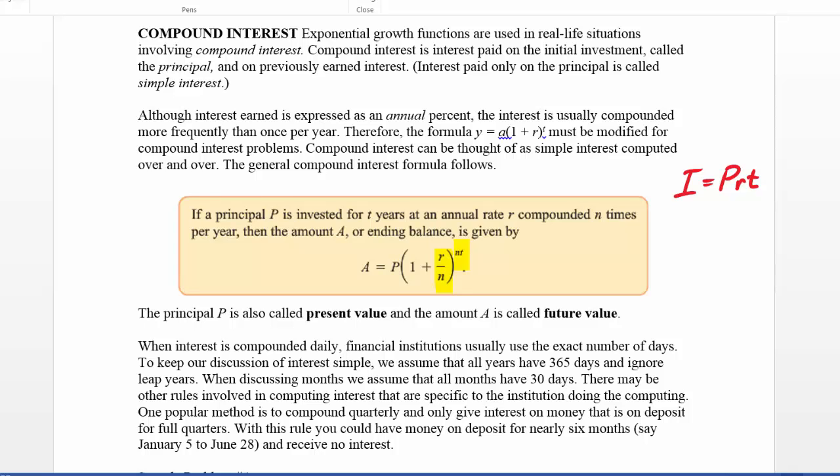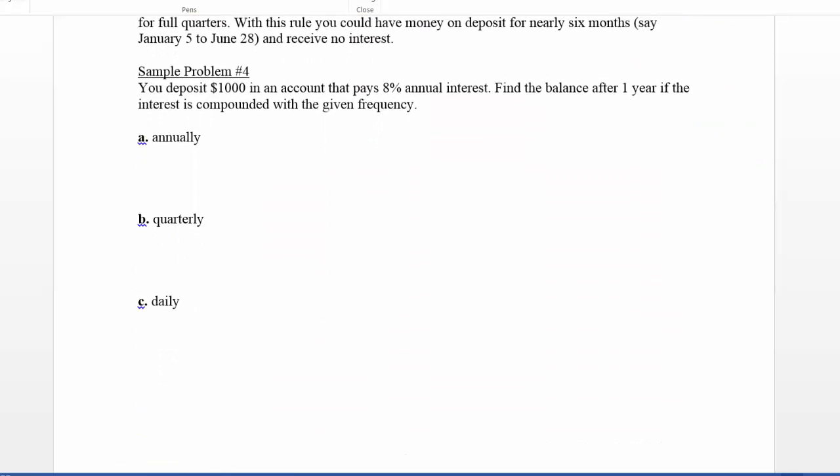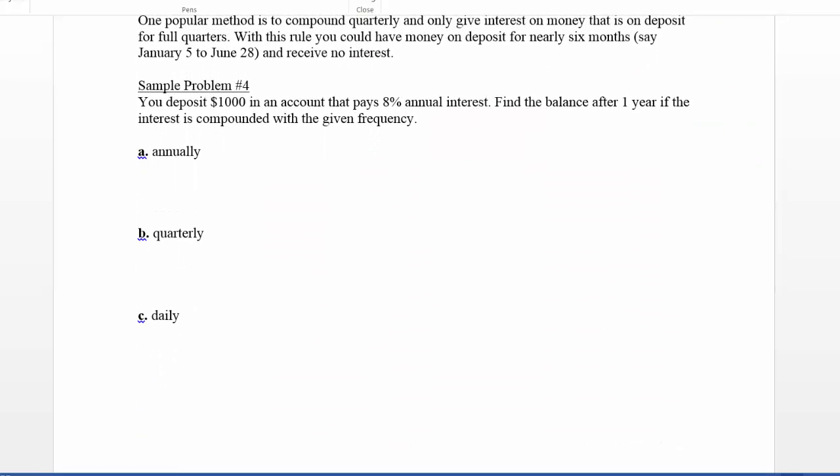And so, basically, you can use this formula to figure out how much your money will grow to at various compounding rates. And so you can look here in sample problem number 4. We've given you a bank balance problem where we want you to figure out the balance of the account depending on how it is compounded, and so we can see the differences in the account value that way. So go ahead and try sample problem number 4.